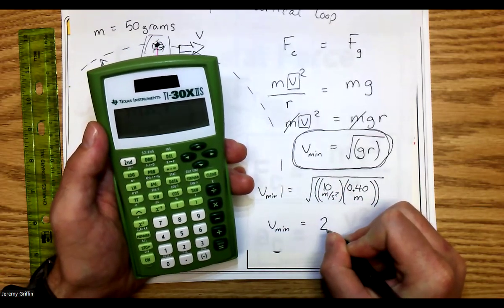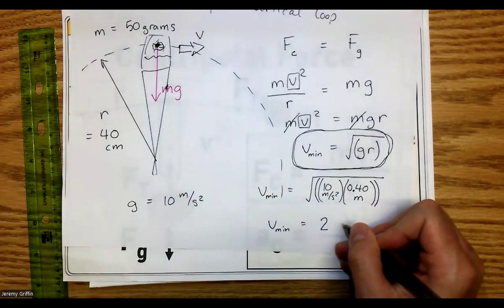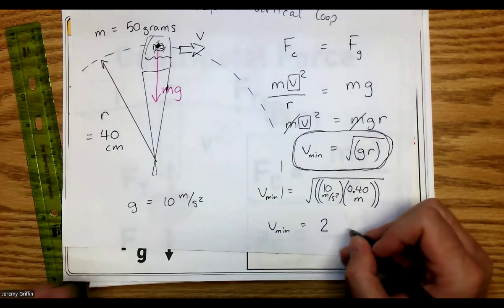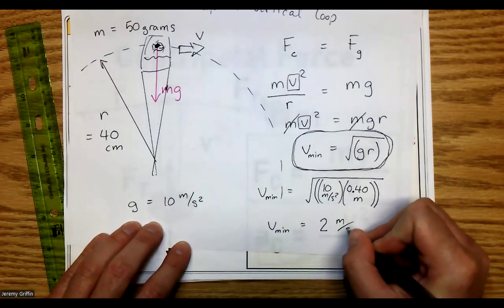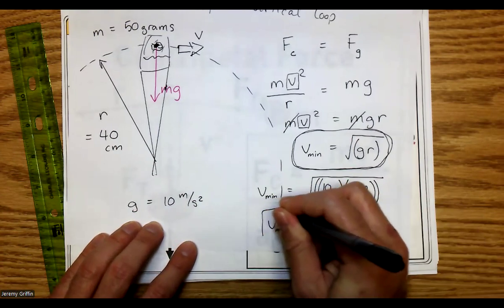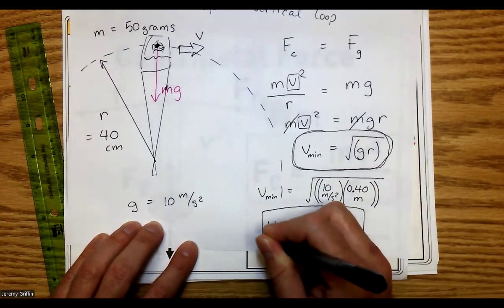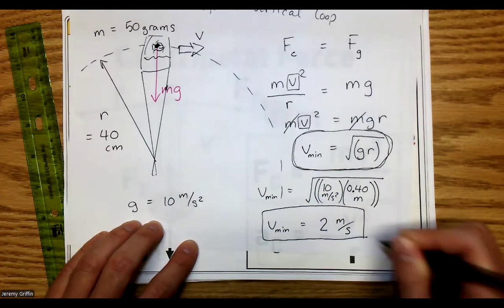Wait, or is it? It's 2 what? Can I just say 2 and walk away? 2 meters per second. That's what I'm looking for. Units. Meters per second. Okay. Guys, don't forget your units. It's a physics class. All these numerical values have units attached to them, so they mean something.